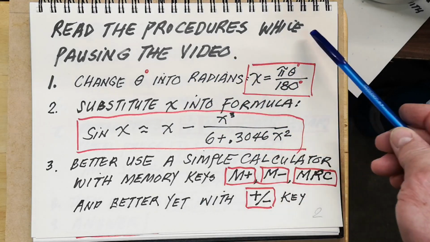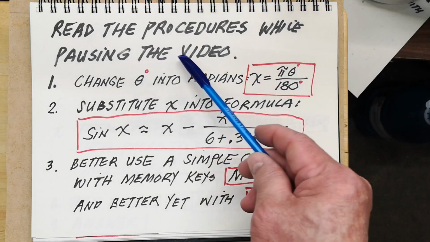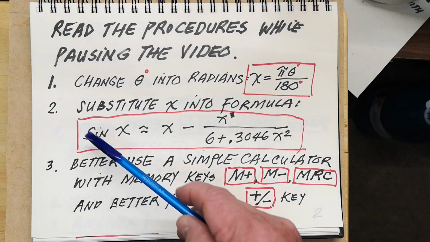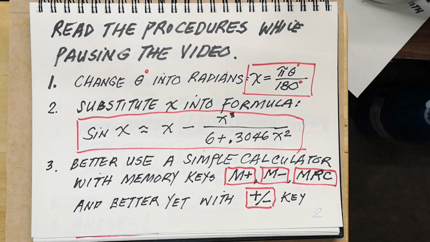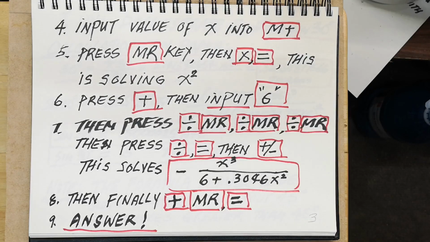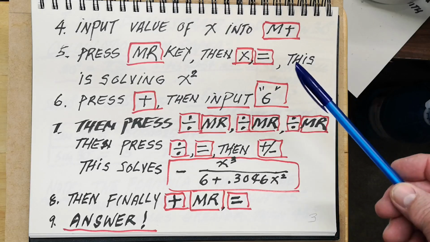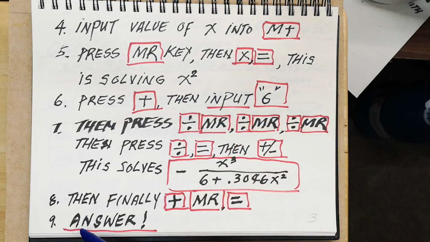Read the procedures while pausing the video, and these are the procedures. So the procedure is from 1 to 9.